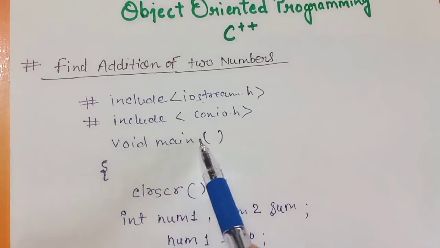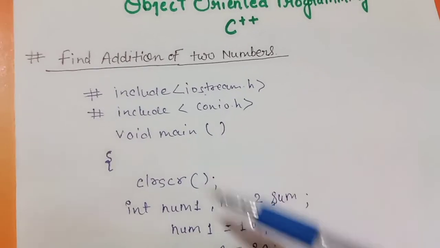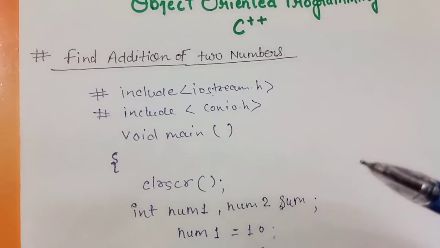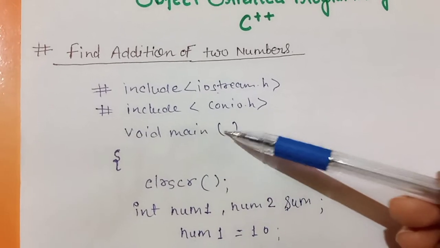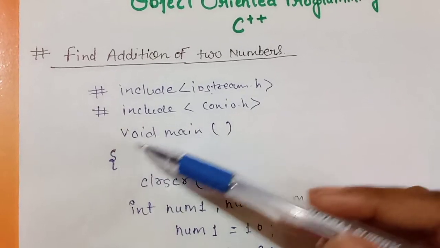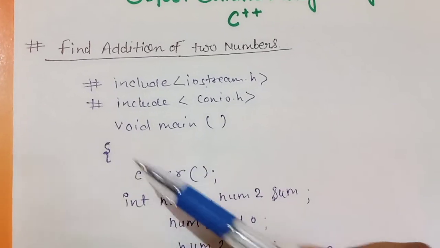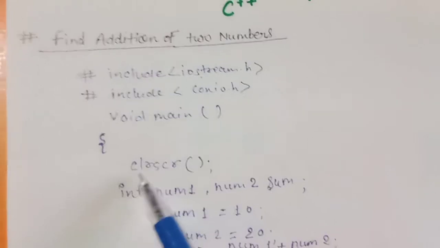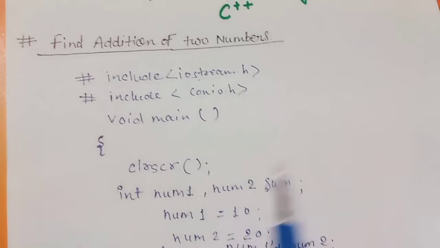Then we start the main function. The main function means the function where whatever input you give to the computer will show you the output on the output screen. After void main, we start the curly braces. After the curly braces, we want to clear the screen, so we write clrscr, then we use a semicolon. The semicolon is used to go to the next line.